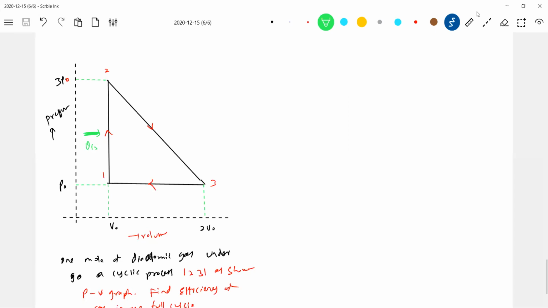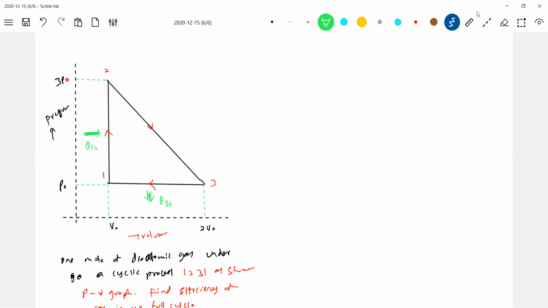Here it is a general process. Neither isothermal, nor adiabatic, nor isochoric, nor any other thing. It's a general thermodynamic process. Whether heat is absorbed or rejected, we are not very sure. That has to be calculated. 3, 1 is isobaric cooling, so heat will be rejected. For 2, 3 we are not very sure; we have to put in effort.